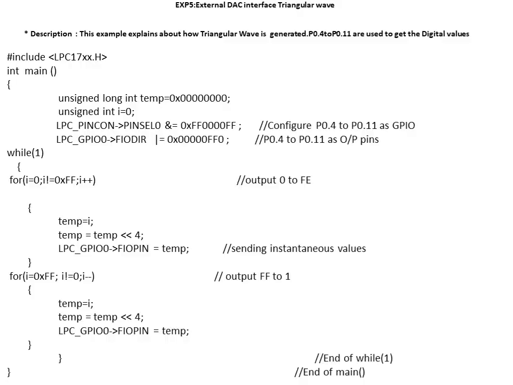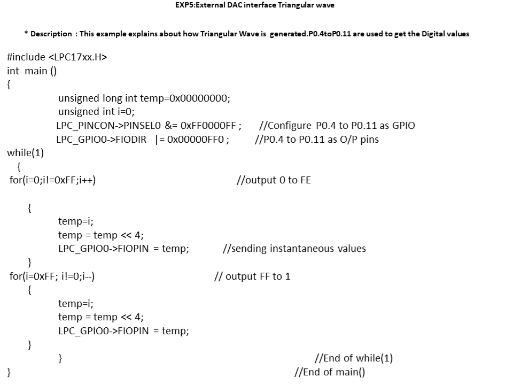Coming to the program, the first statement is hash include lpc17xx.h, which includes the header file. By including the header file, all the registers of the microcontroller are made available and can be accessed by the C program. In the main program, we are doing the initialization. We have taken a temp variable in order to send the instantaneous value, declared as a long int. Another one is variable i.